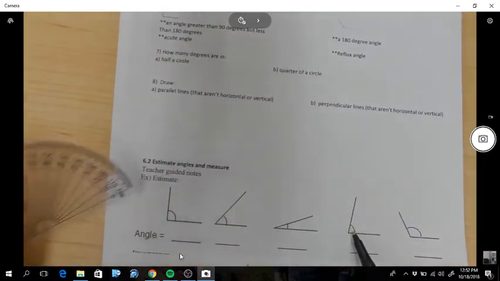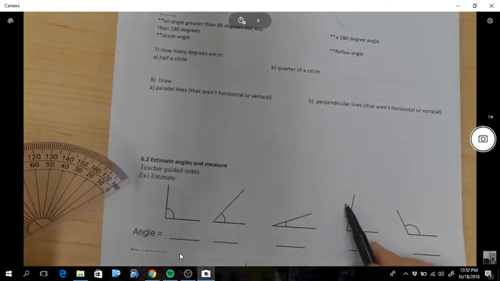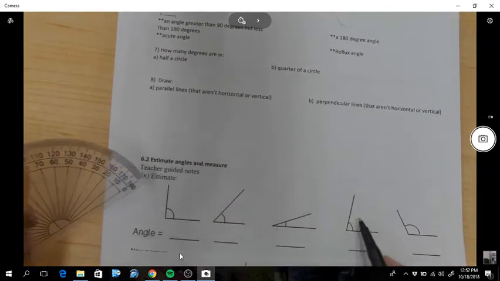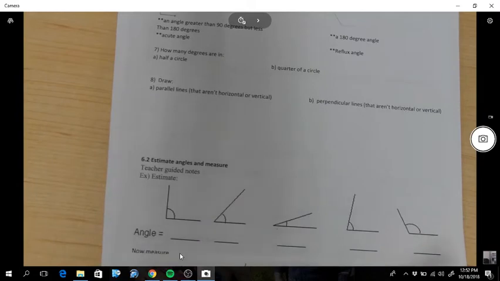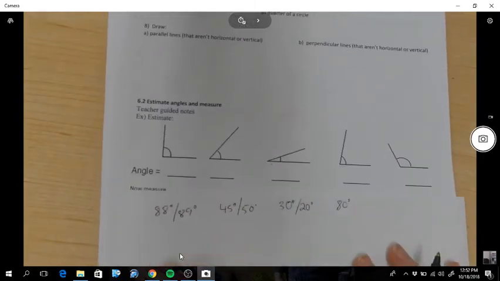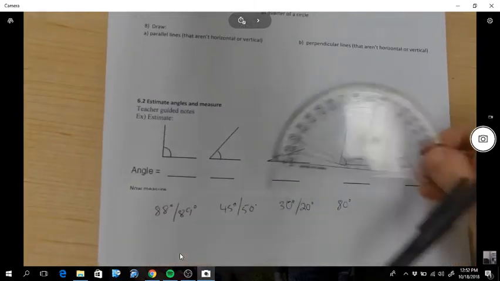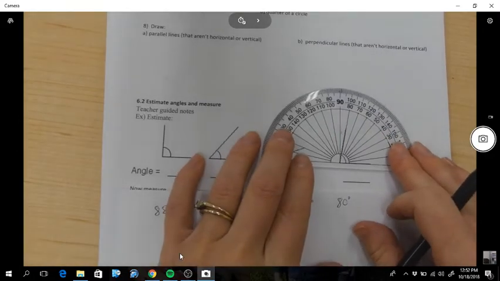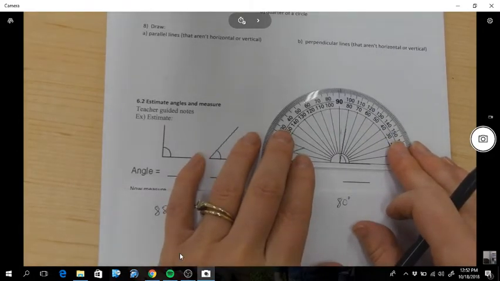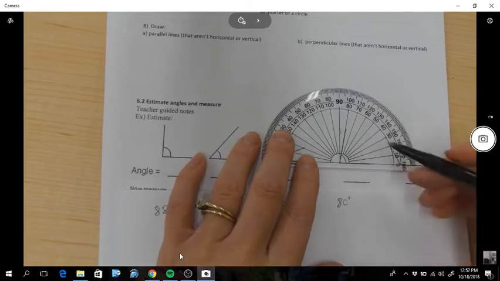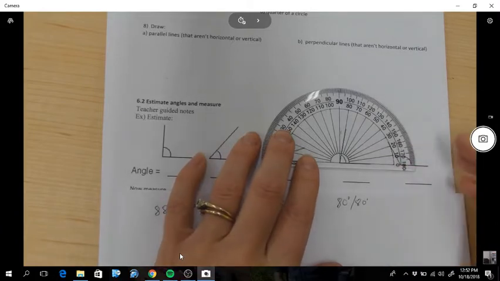Okay, next one. Kind of close to 90, maybe an 80 would be a good guess. Okay, so then I put my protractor right there, and it actually ends up right on the 80.